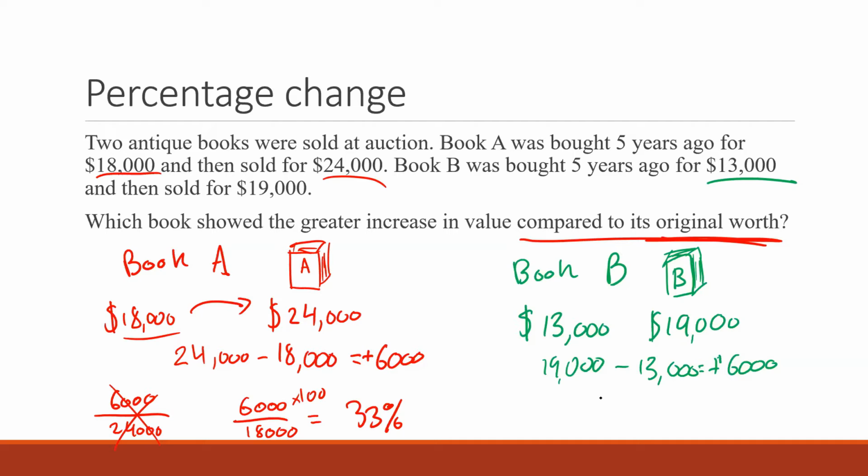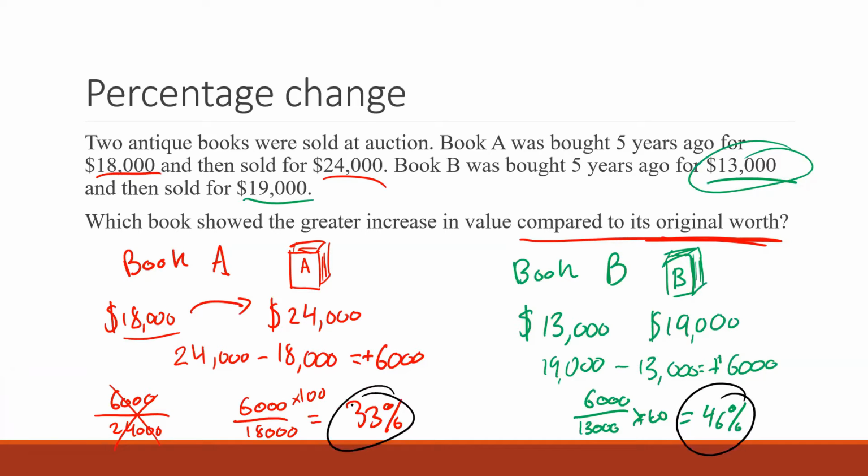What we would do is compare the 6,000 to the original price being 13,000. So we go 6,000 divided by 13,000 times 100, which is going to be 46%. Looking at those two answers, it appears that book B increased in value more than book A.